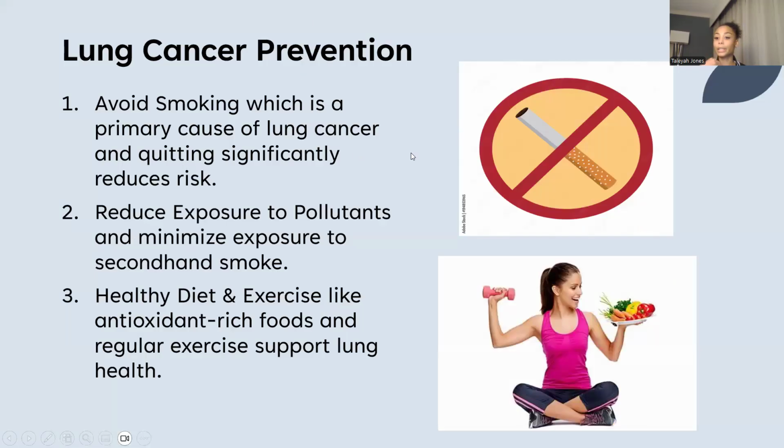So how do we prevent lung cancer? Number one, avoid smoking, which is a primary cause of lung cancer, and quitting significantly reduces your risk. Number two, reduce exposure to pollutants and minimize exposure to secondhand smoke. Even if you are not smoking, secondhand smoke is a pollutant that can affect you. And then three, a healthy diet and exercise, like antioxidant-rich foods and regular exercise, to support lung health.